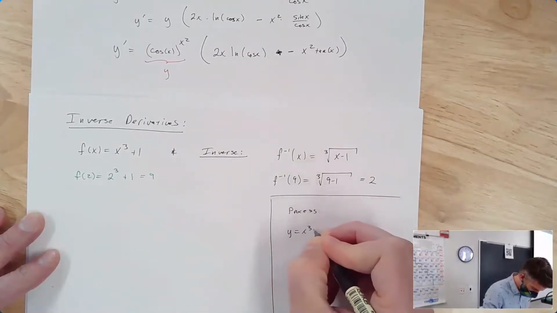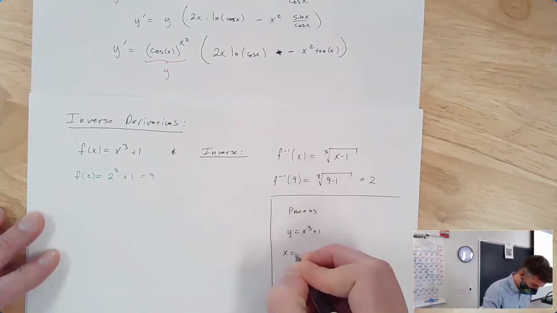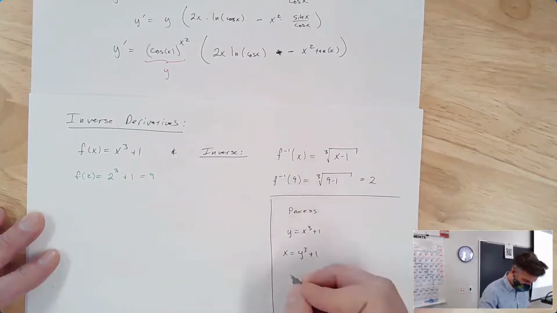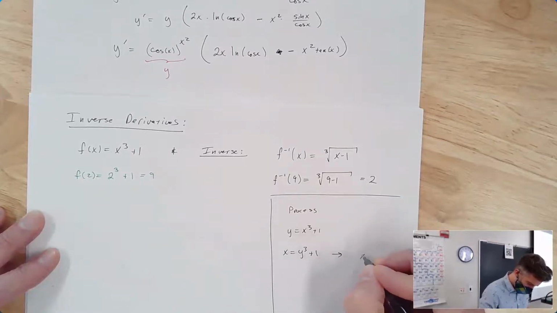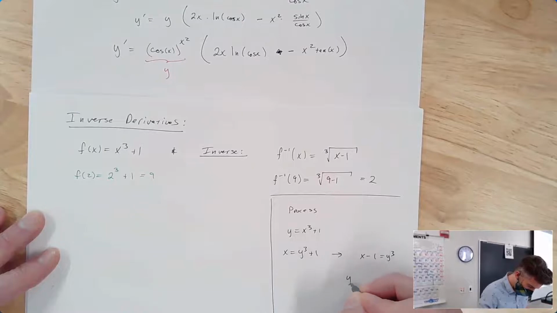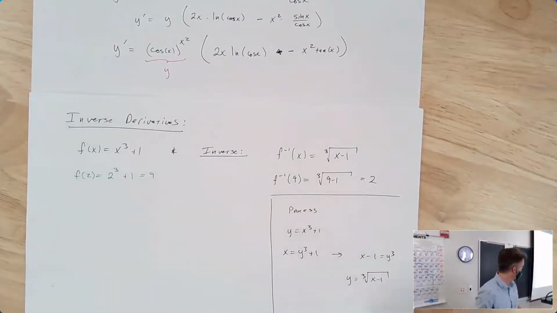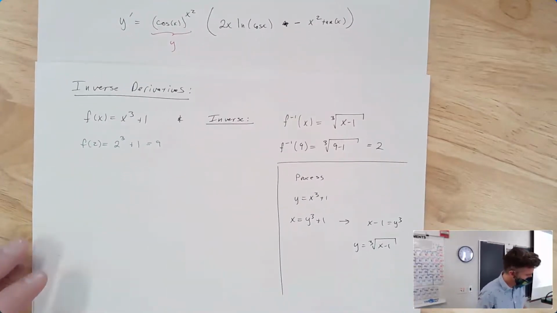Y equals x cubed plus 1. You switch x and y. You solve for y. So x minus 1 equals y cubed. So y is the cube root of x minus 1, which we are already using as the inverse function. So there's your inverse. Great.